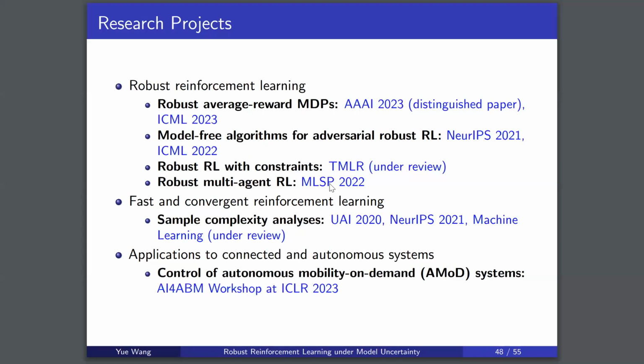So here is a brief summary of the specific projects I've done. Under robust reinforcement learning, besides the robust average reward work we just discussed, I also studied model-free algorithms for adversarial robust reinforcement learning. We also studied robust reinforcement learning under different scenarios, including problems with constraints or with multi-agent settings.